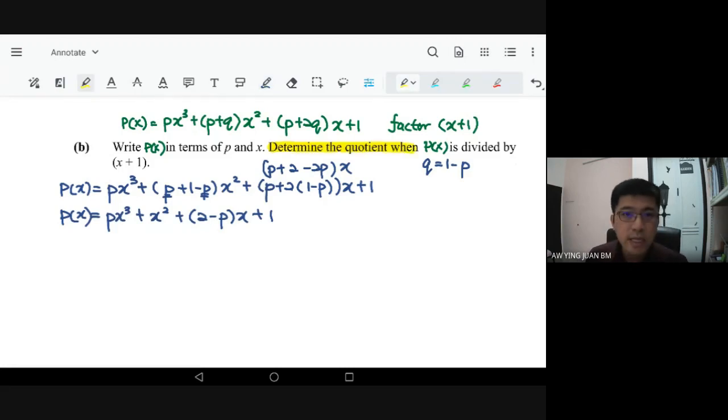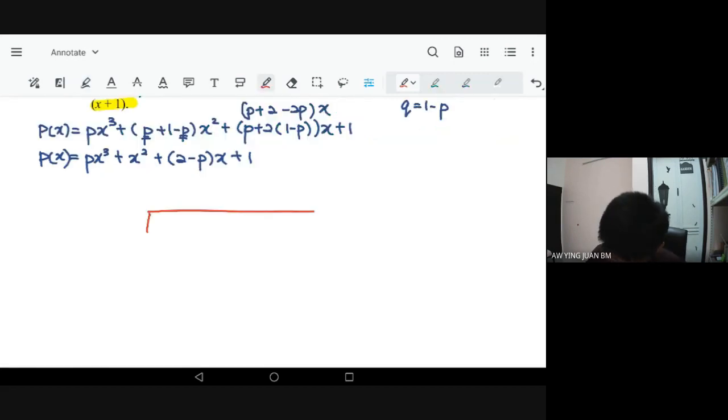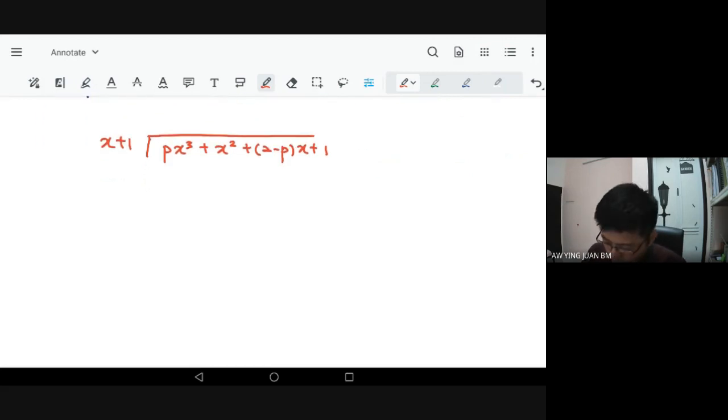Determine the quotient, q(x), when p(x) is divided by x plus 1. We have to make use of long division. The question says determine the quotient, so make use of the long division. Number 1, make sure it is px cubed. What we have to do is multiply with px squared, so that when you expand, you will have px cubed and then plus px squared.